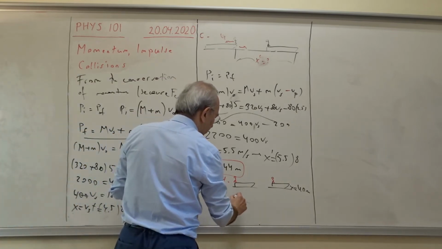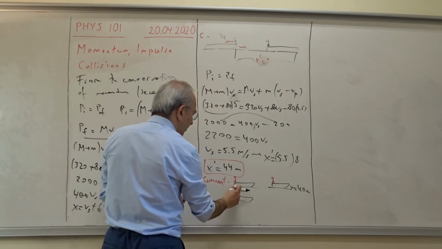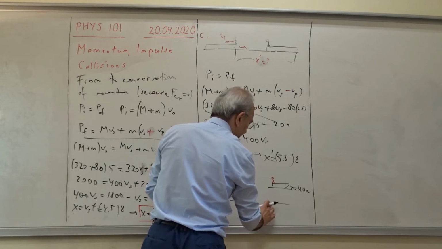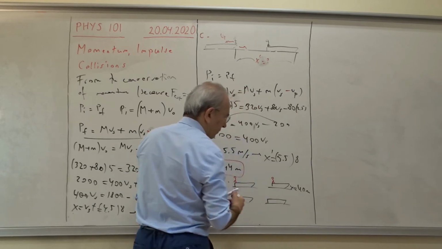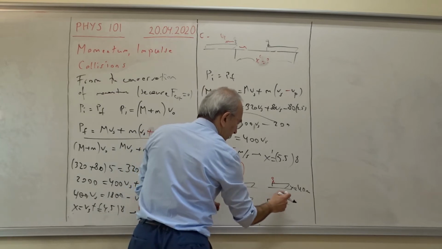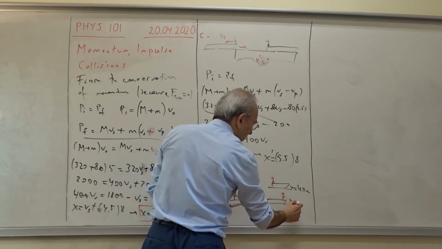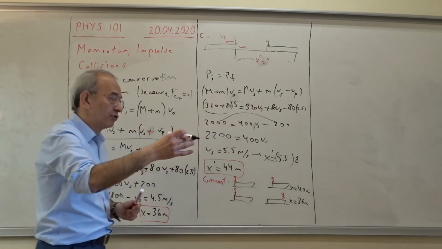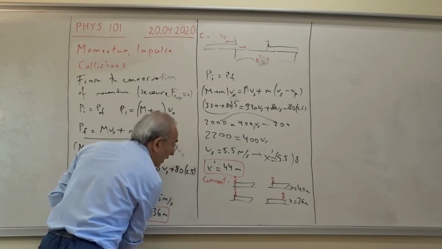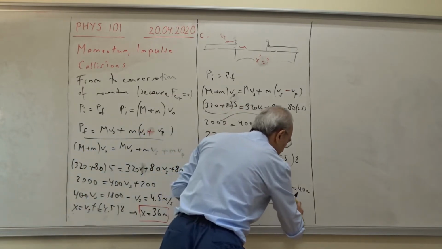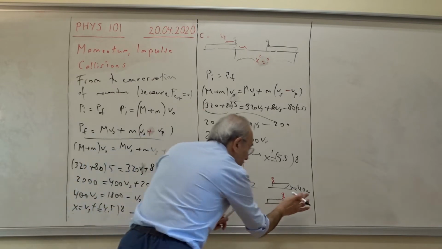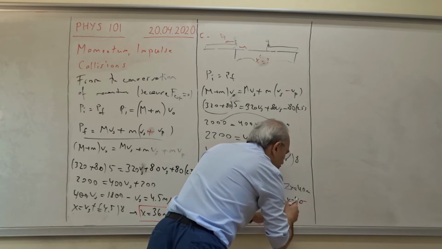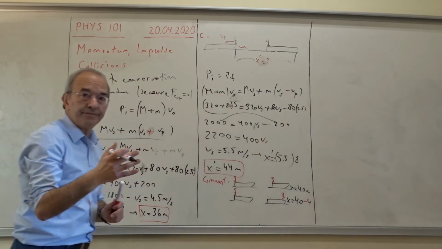Second possibility, person is initially at the back, finally at the front. Now this is a bit less. Finally at the front, x turns out to be 36 meters, 40 minus 4. Instead of 36, let me write 40 minus 4. This is maybe better understood. Instead of 40, we have x equals 40 minus 4, so 36.